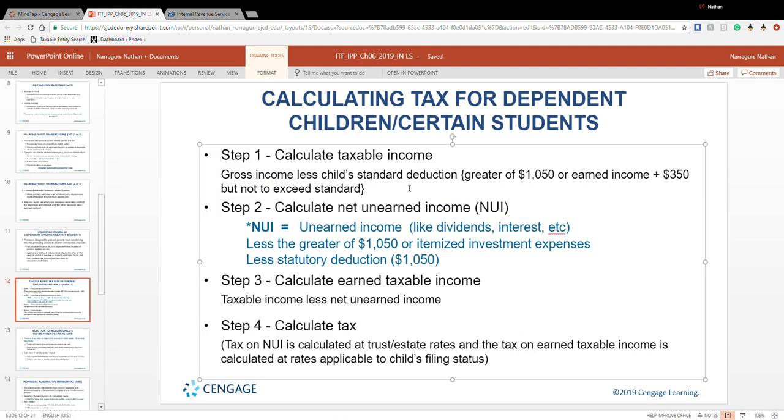I just didn't like that with the PowerPoint, how it didn't really explain too much of what the standard deduction is or how to do it. So again, the book gives examples. Step 2, we calculate net unearned income. I'm going to stick with the book. I like the book better.